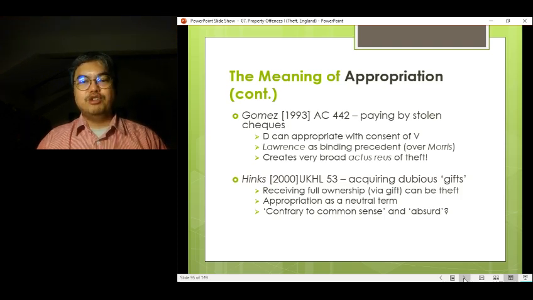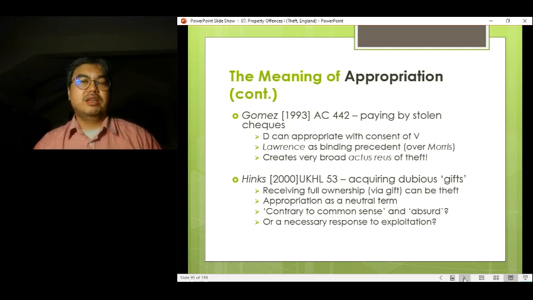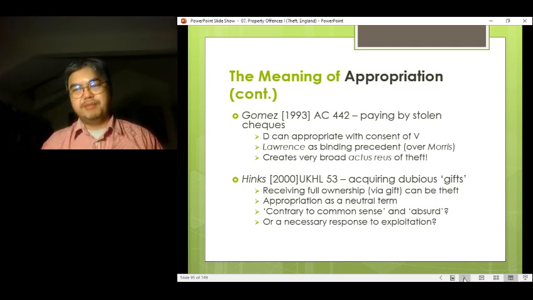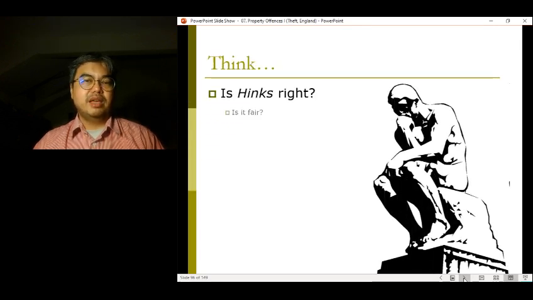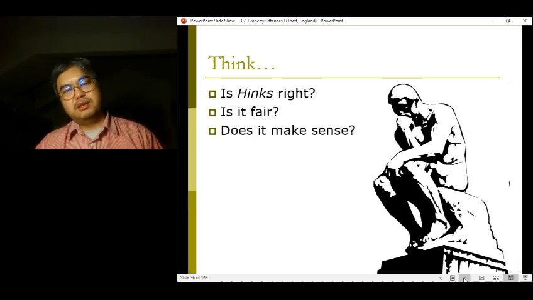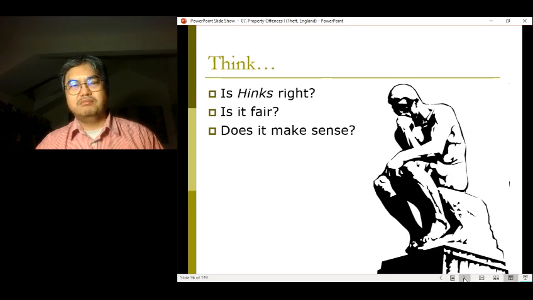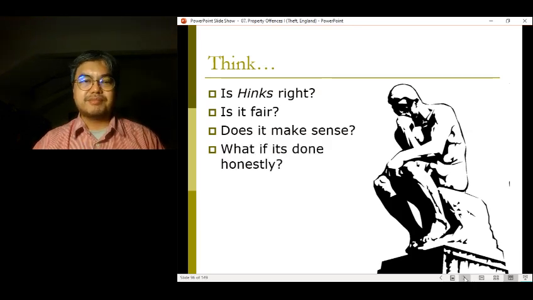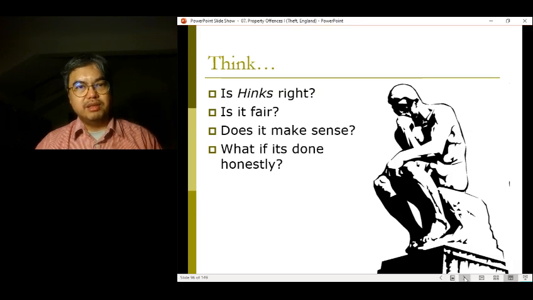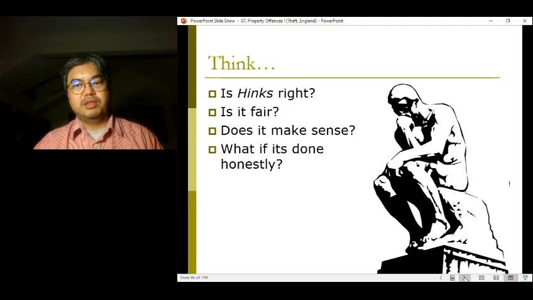So some say that these cases are contrary to common sense and absurd, but others have defended the case of Hinks and say that this is a necessary response to exploitation. Maybe it was hard to come under fraud, but she was basically trying to take advantage of a person of low intelligence and taking his money. So do you think that Hinks is right or fair? Does it make sense? Maybe sometimes you think that it may not be right, but it's fair because she was clearly taking advantage of him. But then again, the argument is that maybe he wants it to be taken advantage of. At the end of the day, if whatever she did was done honestly, then it wouldn't have been theft. If there's a dishonest element, then she can be considered to have committed a criminal offense.